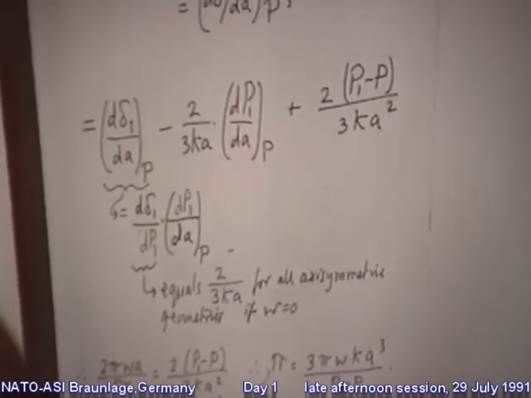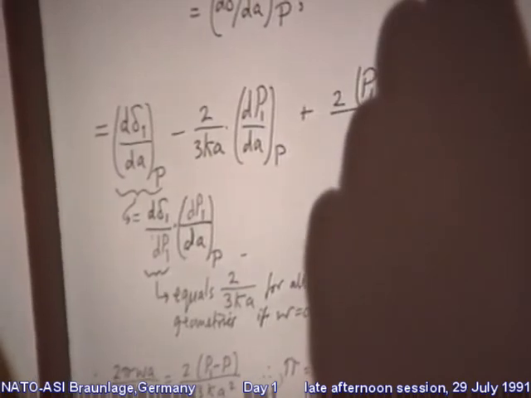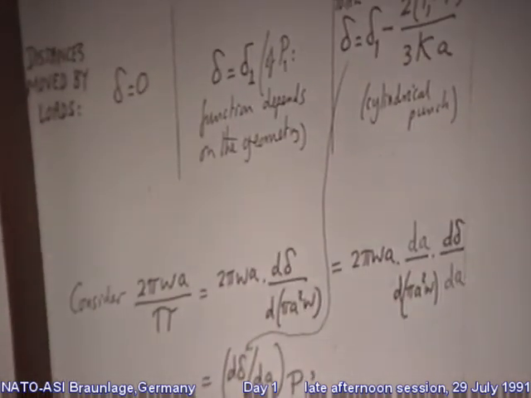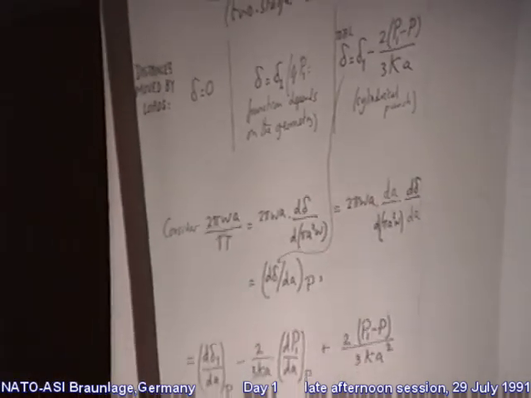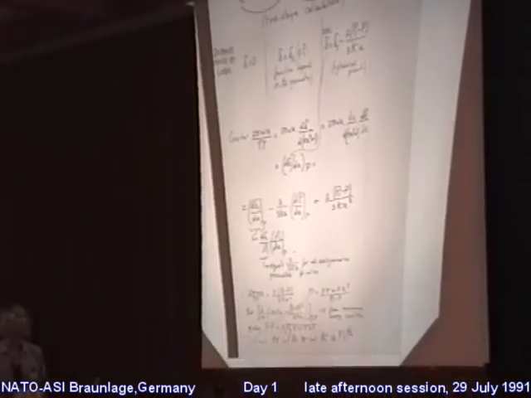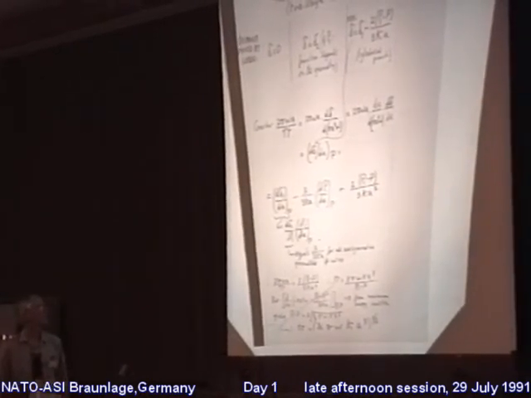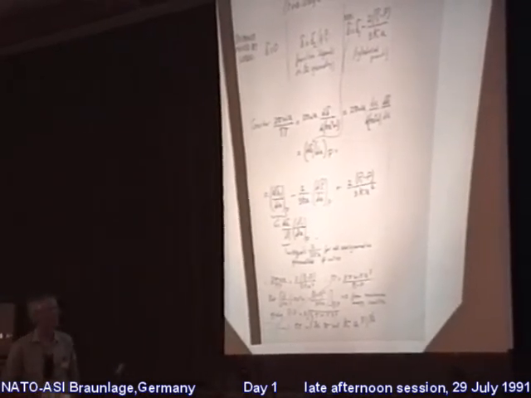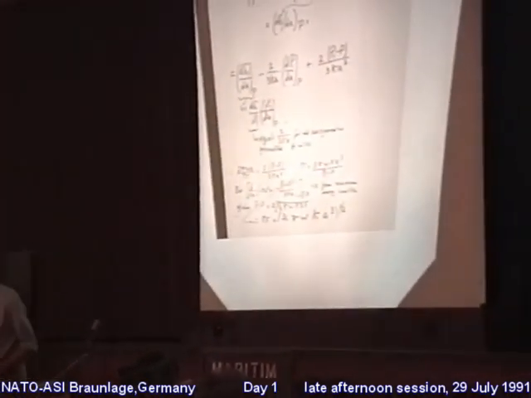And then you use that formula that we've got for delta 1 here, by means of this two-stage argument, to work out d delta by dA at constant P. Then you use another little bit of physics. There's a minimum energy condition which tells you the value of P1 minus P. And what you end up with is this formula at the bottom.